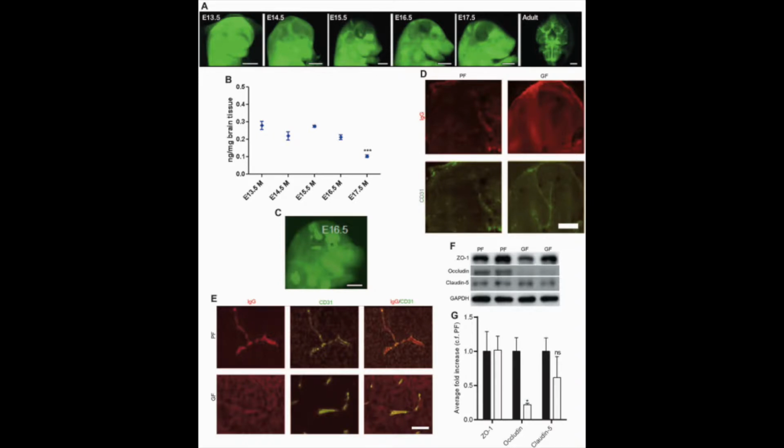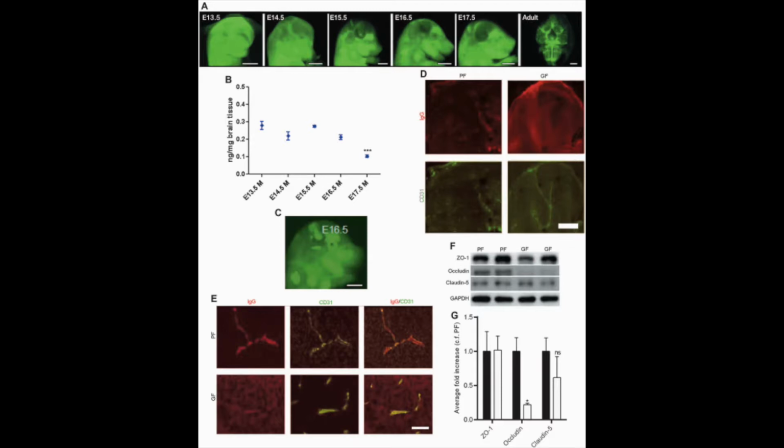Figure 1a shows pictures of pathogen-free mouse embryos injected with the antibody at 13.5 days to adult mice. Figure 1b uses a chart to describe the penetration of the antibody into the differently aged mice embryos with pathogen-free mothers. Figure 1c introduces an embryo at 16.5 days of a germ-free mother and displays the antibody presence in that one. D compares pathogen-free and germ-free embryos directly, revealing differences in IgG and CD31 presence.